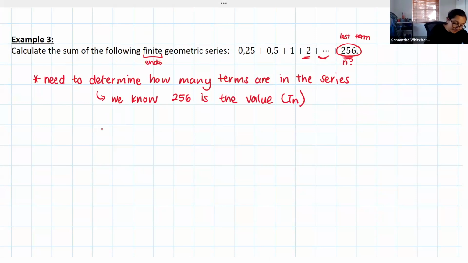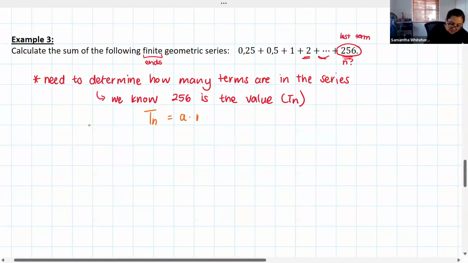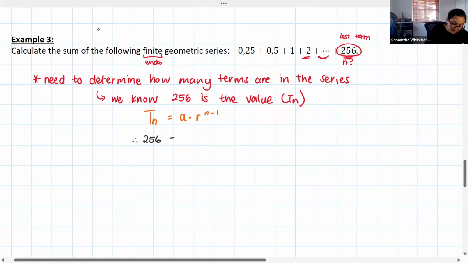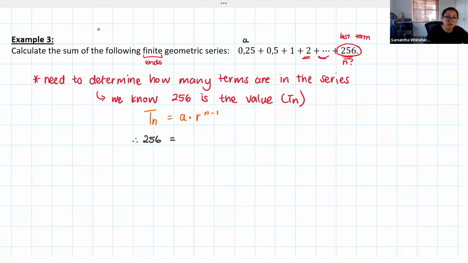Now remember, I did write that formula down for you earlier, but TN is equal to A times R to the power N minus 1. So that is what we're going to use right now. We know the value, as I've just said, 256, is equal to A, which is this 0.25. If you write it as 0.25, if you write it as a quarter, makes absolutely no difference. It's completely up to you. I personally prefer a quarter, but it honestly makes no difference.